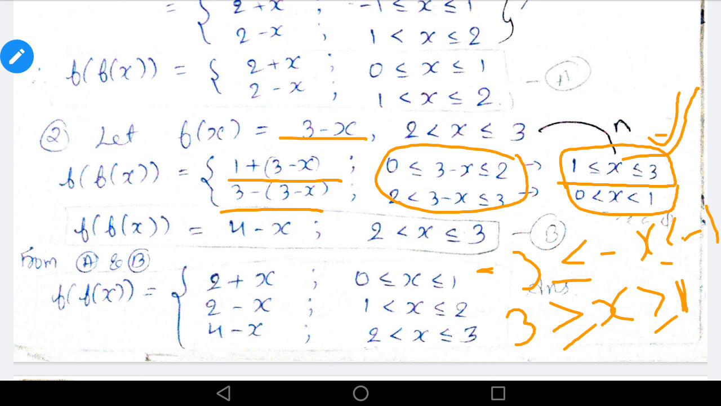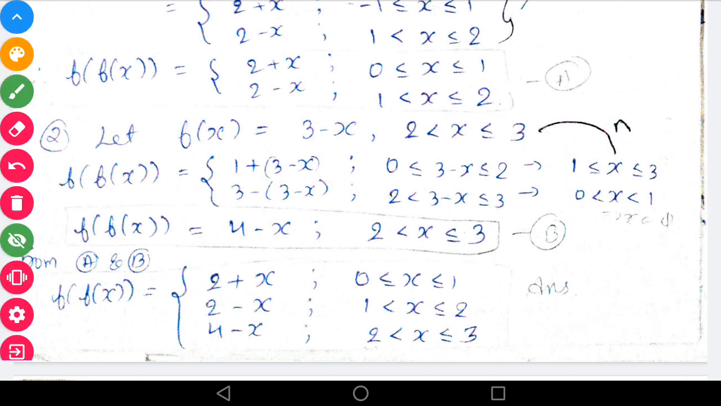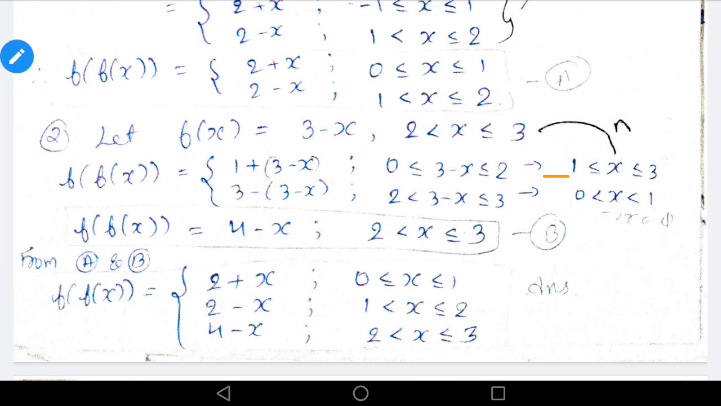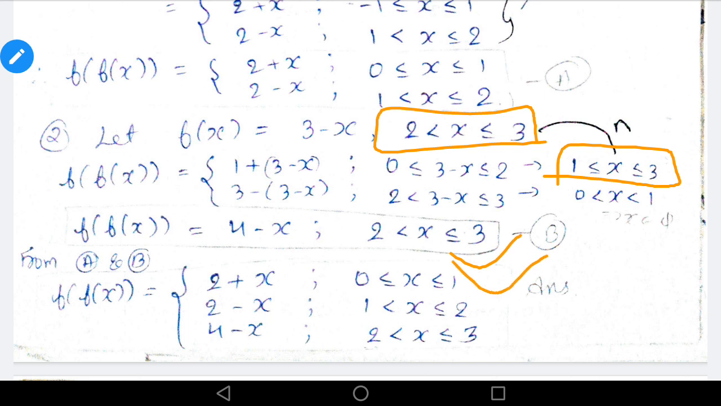Now when we take the intersection, we can see that for this part the intersection is 2 to 3, so we got this. But when we take the intersection of this and this, 0 to 1, it does not lie in this interval, so we can't take this value and we have to neglect it, so we get only one value.